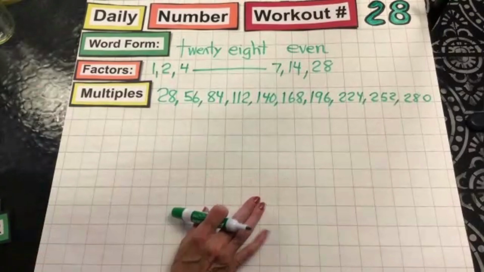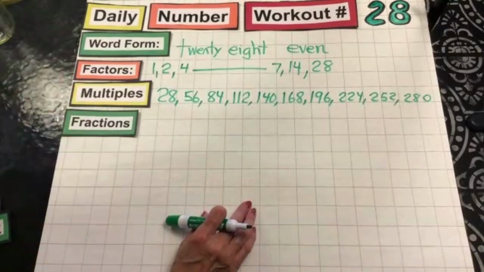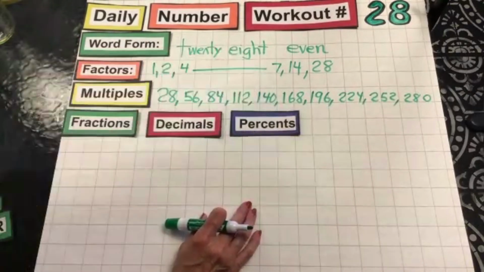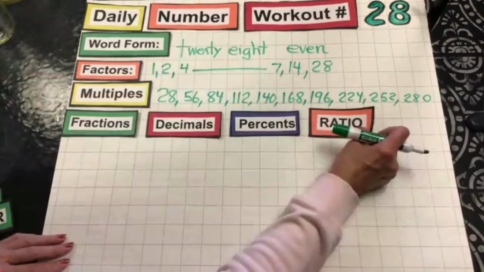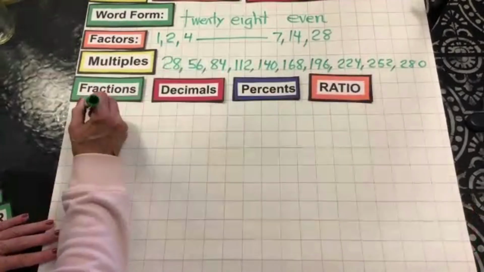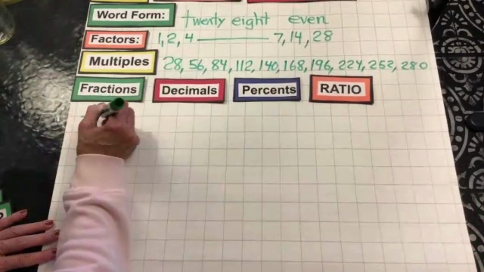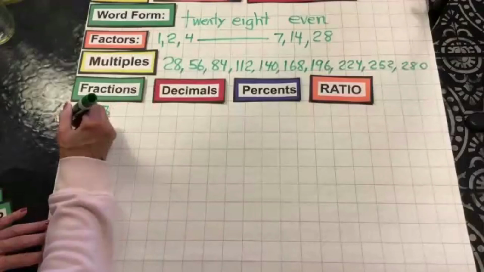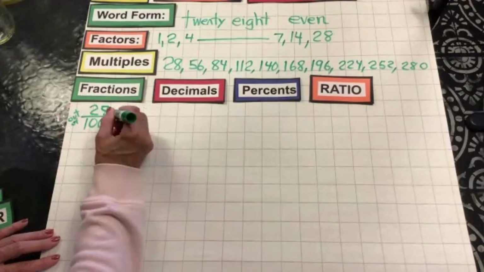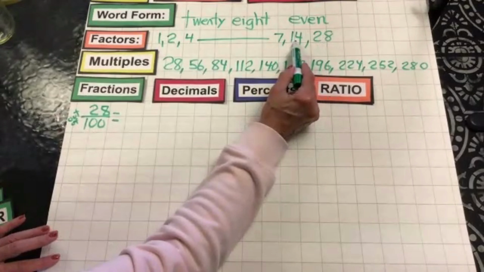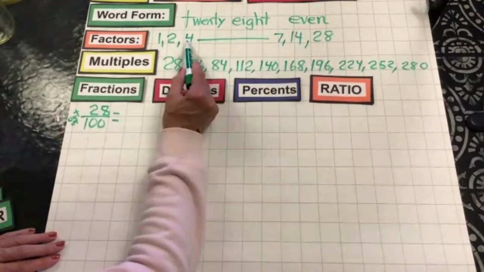Hopefully you've double checked all your work and you're moving on to fractions, decimals, and percents. And we're going to go ahead and put ratio up here right now. All right, I'm moving my paper up just a smidgen. So we have 28 out of 100. Remember that line in the fraction is out of. And we're going to put an equal sign here because we know 28 doesn't go into 100, 14 doesn't go into 100 evenly, 7 doesn't, but 4 does.